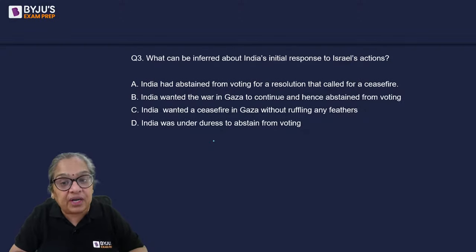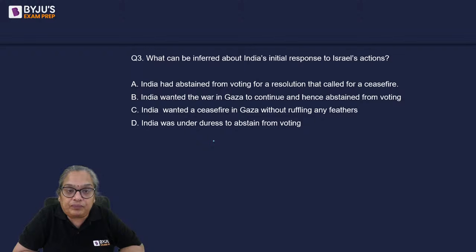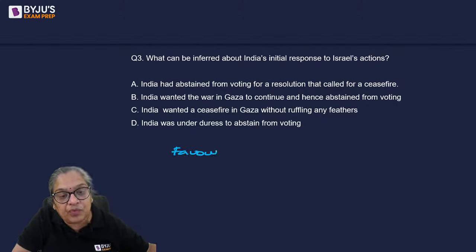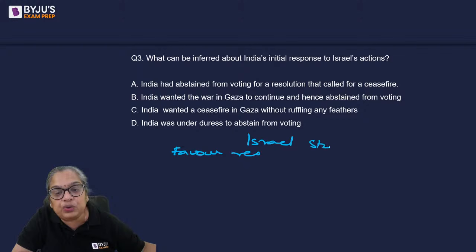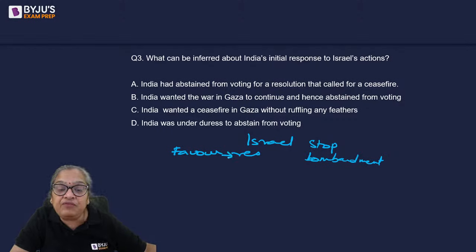Question 3. What can be inferred about India's initial response to Israel's action? Think of it. The first time there was a resolution, what did India do? You had read in the passage. What did India do? Did it vote in favor of the resolution? See, the resolution is against Israel, calling for Israel to stop bombardment, right? That was the resolution, calling for Israel to stop its bombardment of Gaza. Was India in favor of this resolution?